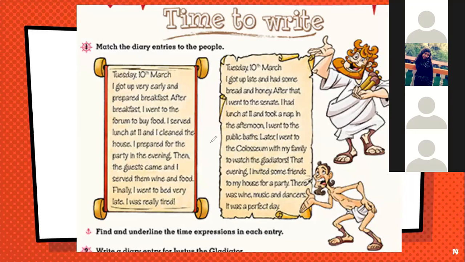I prepared for the party in the evening. Then the guests came and served them wine and food. Finally, I went to bed very early. I was really tired. What do you think is the people? Is it the first one or the second one? This one is a slave, or in that case, this one is the emperor. What do you think is the person that says this information? What do you think?